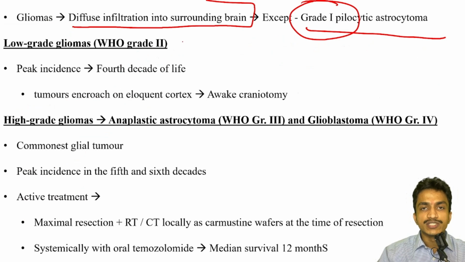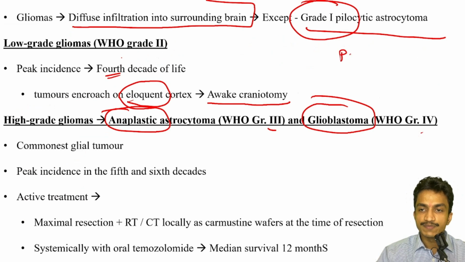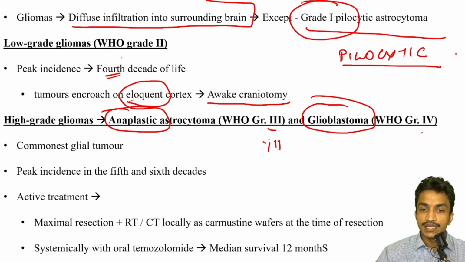Now coming to grade 2, which is also low grade glioma, it usually occurs in the 4th decade, but they can encroach on the eloquent part of the cortex which is usually functioning. So in that case, we may need to do an awake craniotomy whenever we are planning for a surgical resection. And coming to grade 3 and grade 4, so grade 3 are also called anaplastic astrocytomas, and grade 4 is known as glioblastoma. So grade 1 is pilocytic, grade 3 is anaplastic, and grade 4 is glioblastoma.